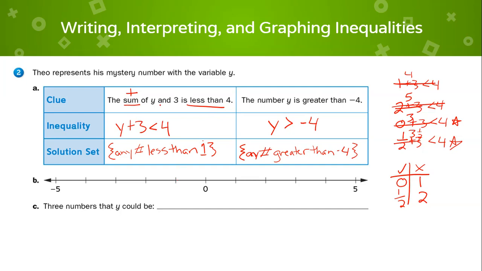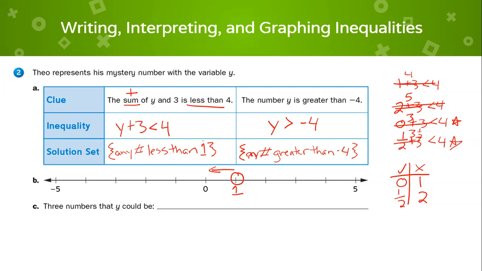Okay, so let's graph these. Any number less than 1. So I've got to find my number 1. Here we go. Here's my number 1. I don't want to include it because it's got to be less than, so I use my open dot. And I've got the numbers that are less.